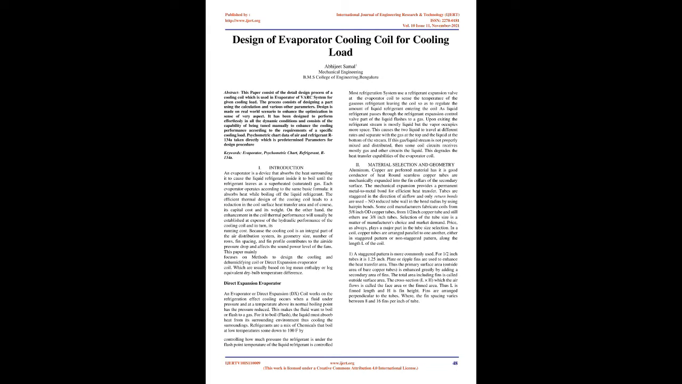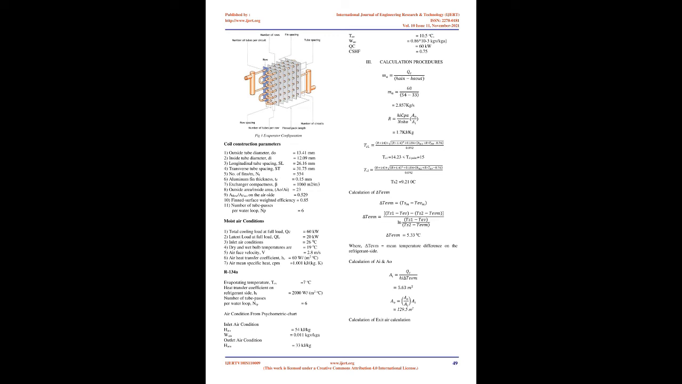Direct expansion evaporator. An evaporator or direct expansion (DX) coil works on the refrigeration effect. Cooling occurs when a fluid under pressure and at a temperature above its normal boiling point has the pressure reduced. This makes the fluid want to boil or flash to a gas. For it to boil, the liquid must absorb heat from its surrounding environment, thus cooling the surroundings. Refrigerants are a mix of chemicals that boil at low temperatures, some down to minus 100 F, by controlling how much pressure the refrigerant is under. The flash point temperature of the liquid refrigerant is controlled.